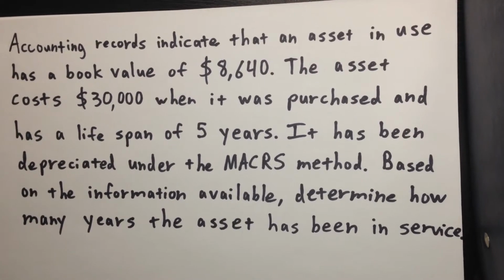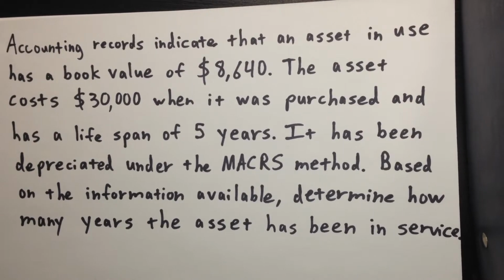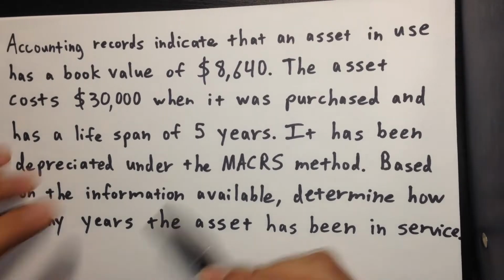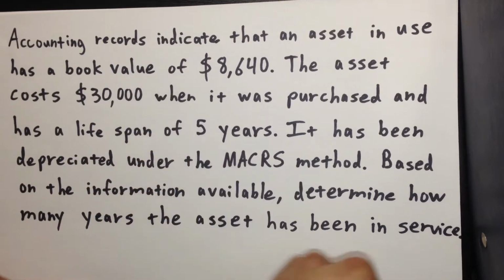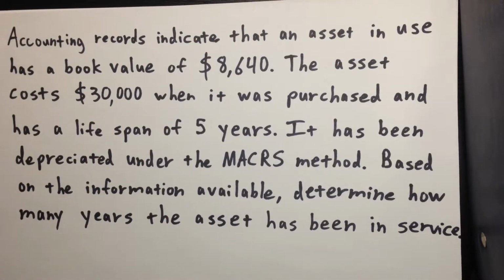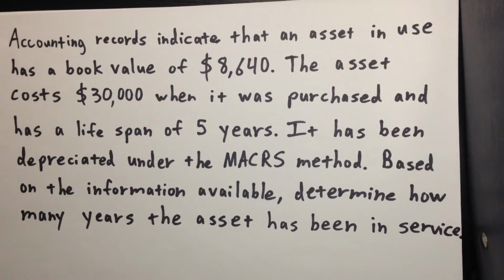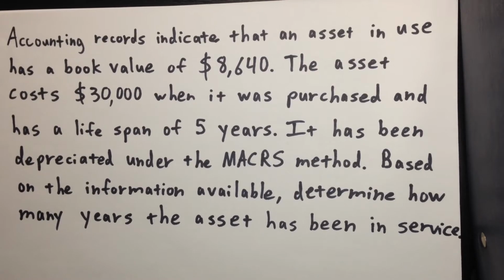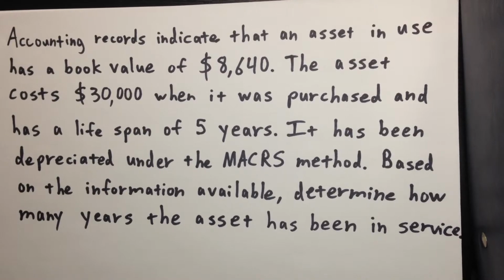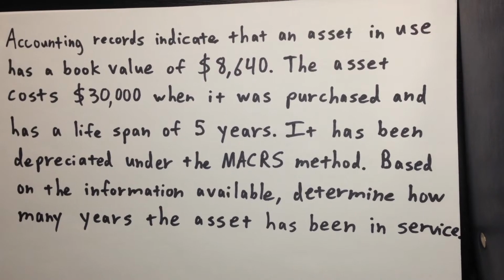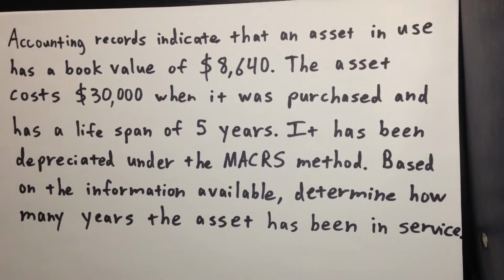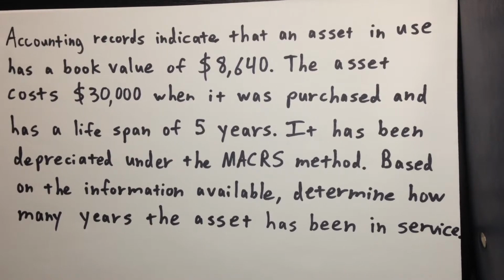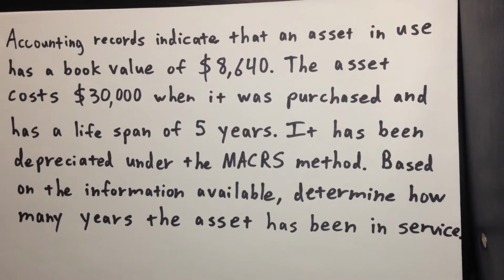For reference, this is going to be number 8 from problem set 3. I'll read the problem to you guys. So, the accounting records indicate that an asset in use has a book value of $8,640. The asset cost $30,000 when it was purchased and has a lifespan of 5 years. It has been depreciated under the MACRS method. Based on the information available, determine how many years the asset has been in service.